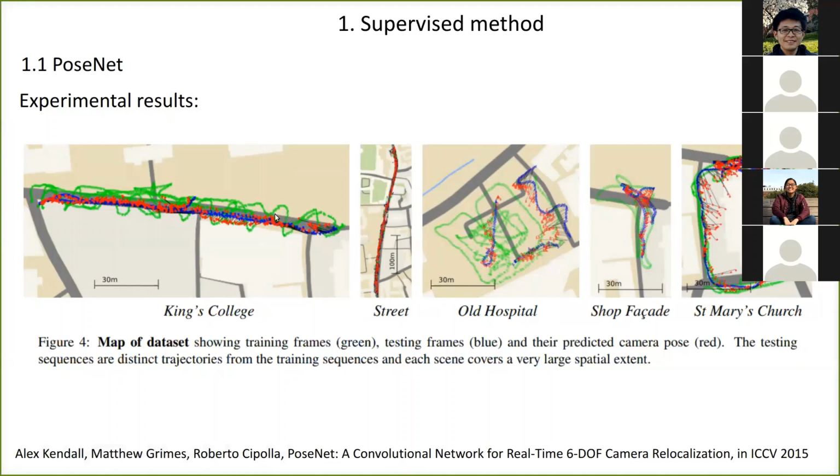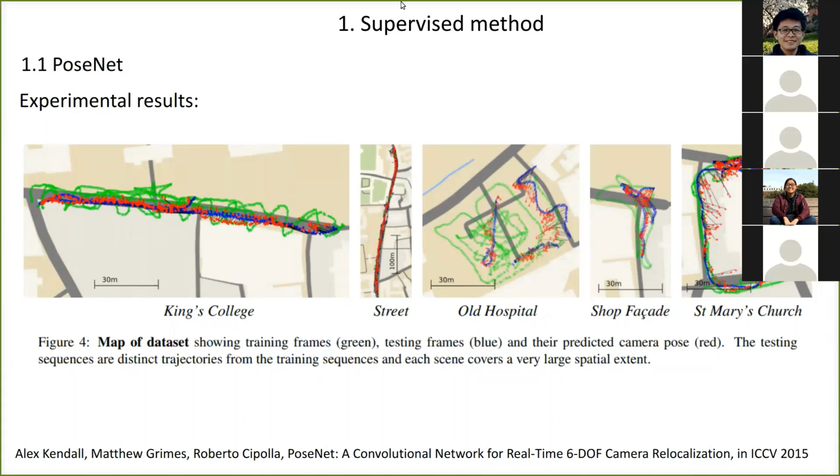This is the blue one, and this is the testing frames in this video. And also the red trajectory is actually the predicted camera pose, is a prediction. All right. So we can see our goal is we want to make the testing frame and the predicted camera pose maybe the same, because we want the prediction as similar as the testing frames. Okay, so this is the ground truth.